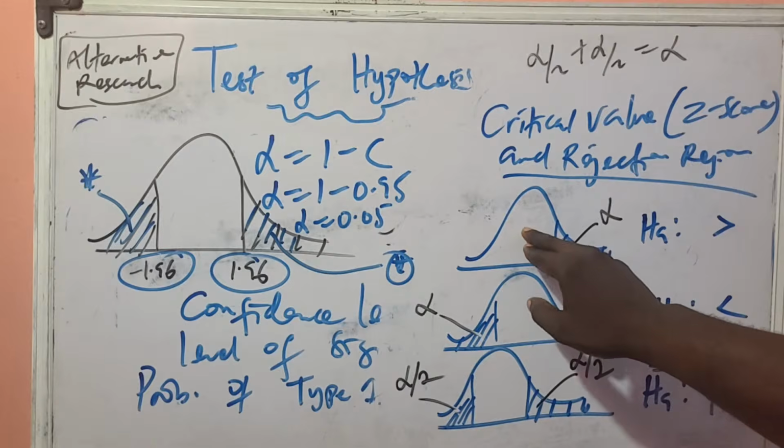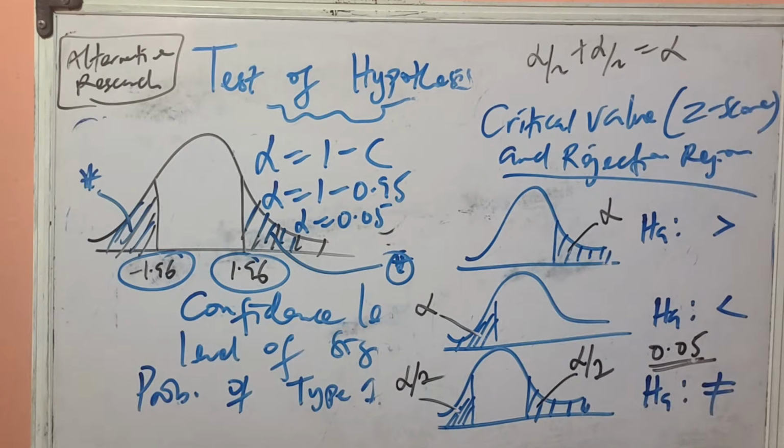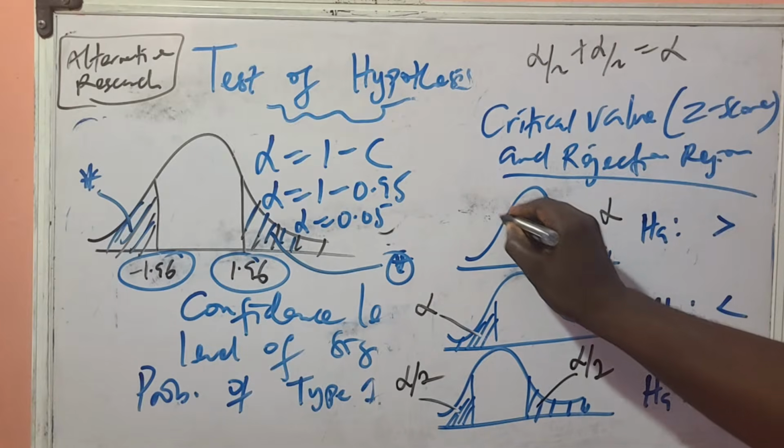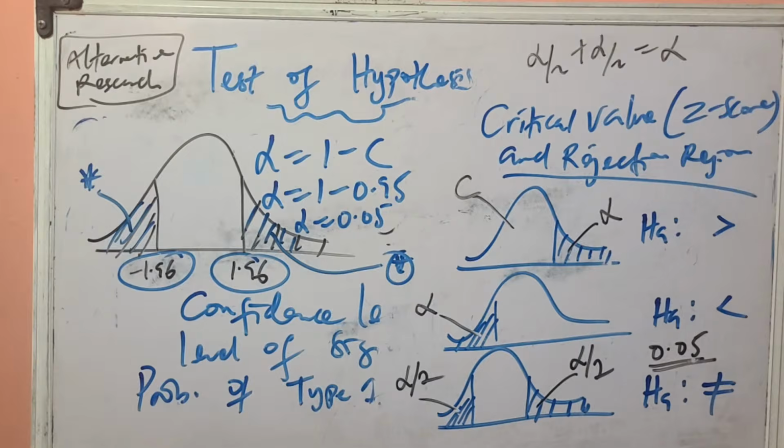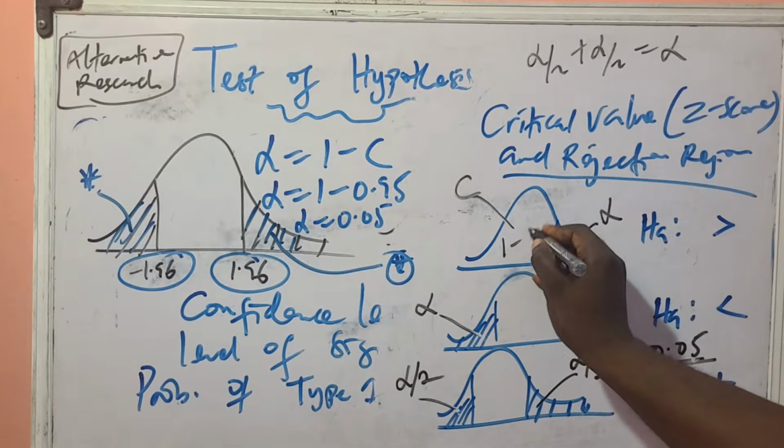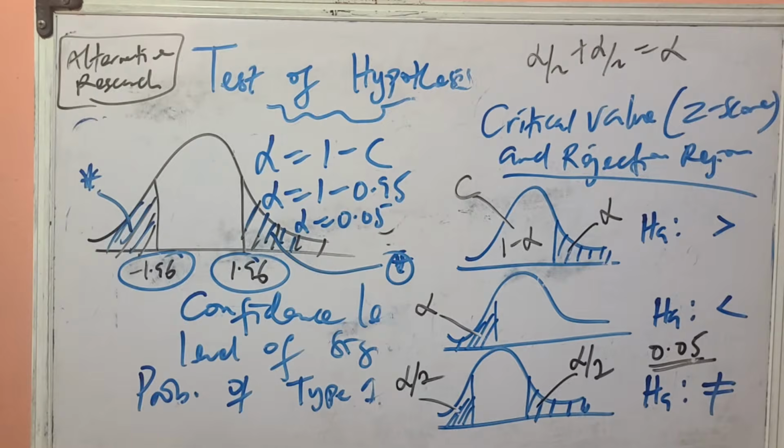Can anybody tell me what's going to be the area of this acceptance region, guys? Thank you very much, Adebola. C. The area of the acceptance region will be C. Another way you can see that is that you can take this as 1 minus alpha. And obviously, 1 minus alpha is C.